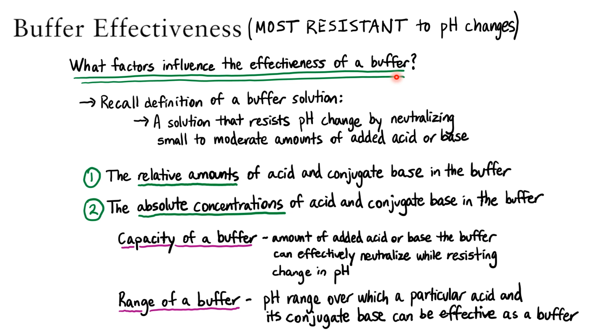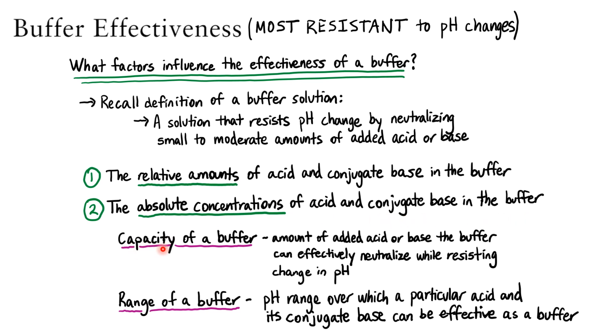Now, what factors influence the effectiveness of a buffer, right? Because it's one thing to have a buffer, but you want to have an effective buffer. And there are certain factors that influence this. There's two of them. One is the relative amounts of the acid and conjugate base in that buffer. And the second thing is the absolute concentrations of the acid and conjugate base in the buffer as well.